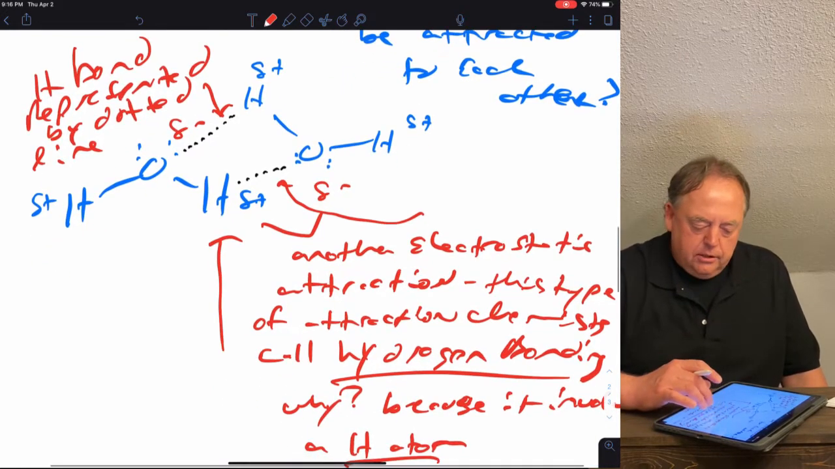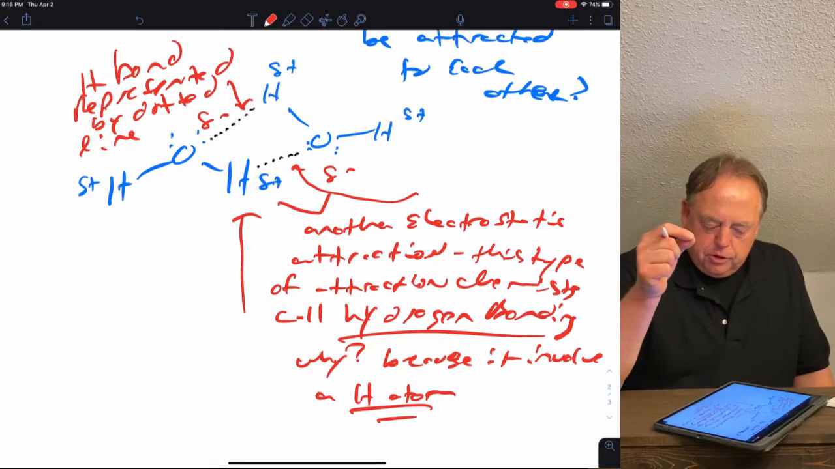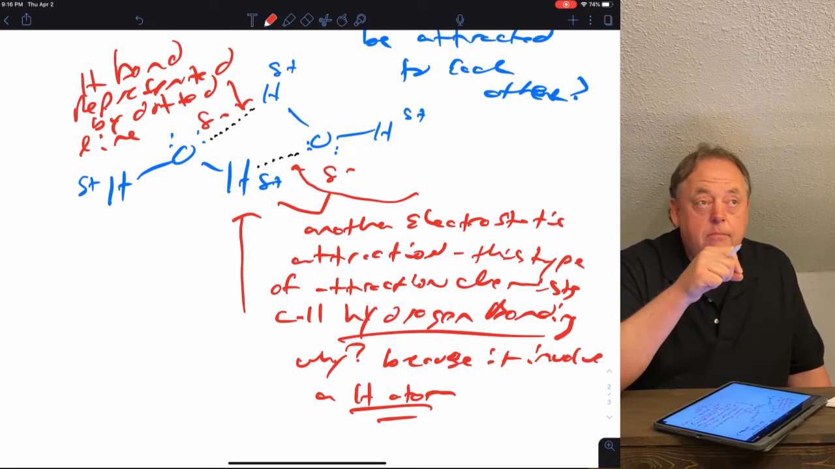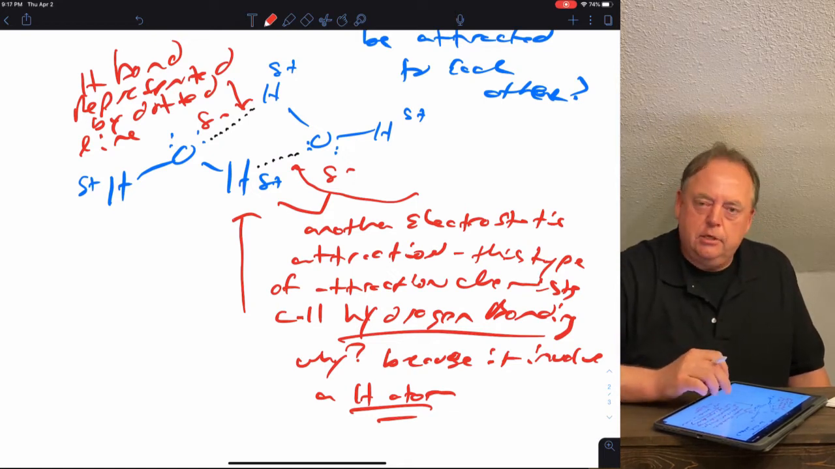So if you're ever asked to sketch the hydrogen bonds between two molecules, line up the partial positive hydrogen in a molecule with a partial negative atom in another molecule, and draw a dotted line between the hydrogen and the oxygen.